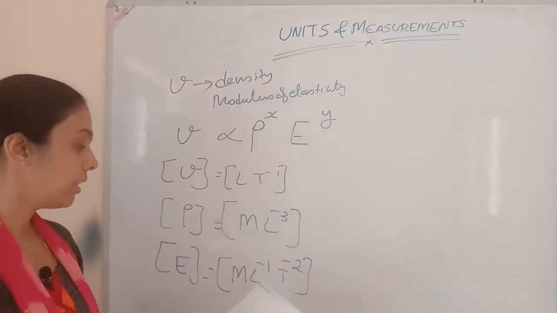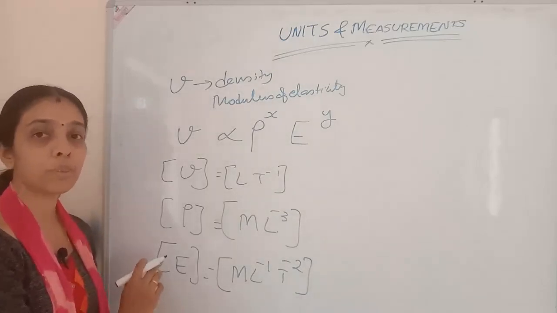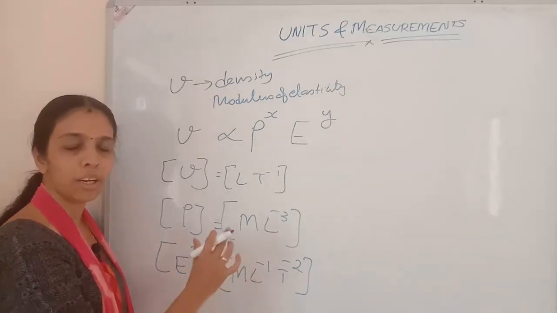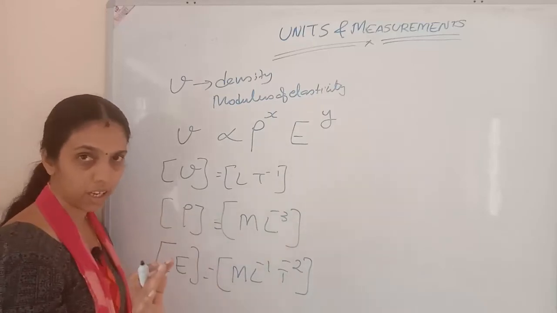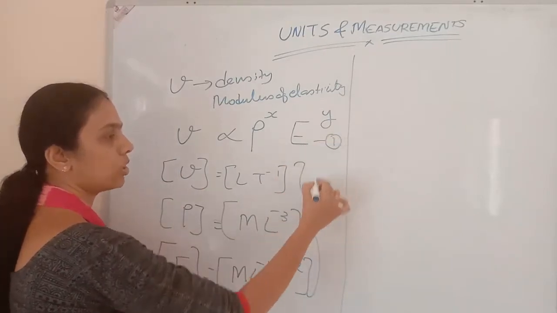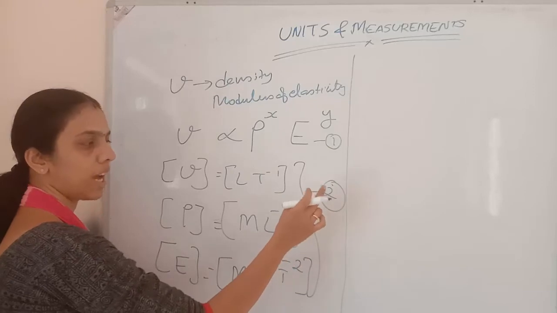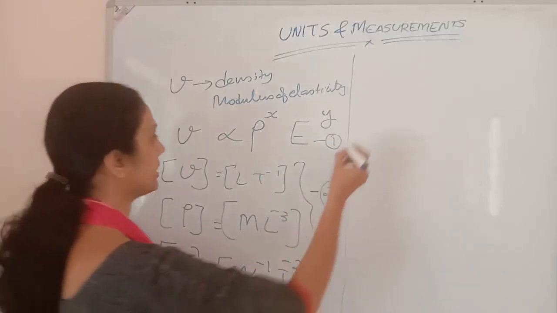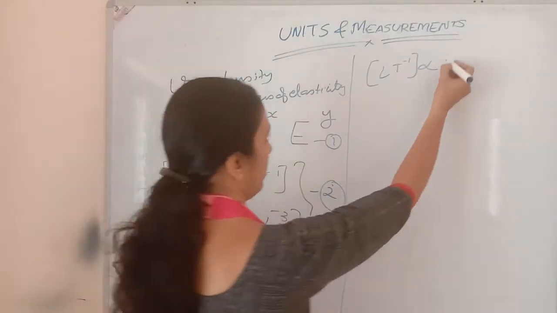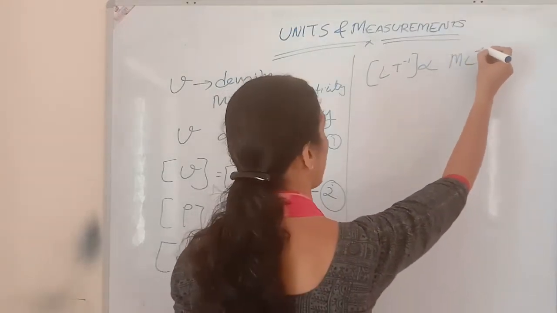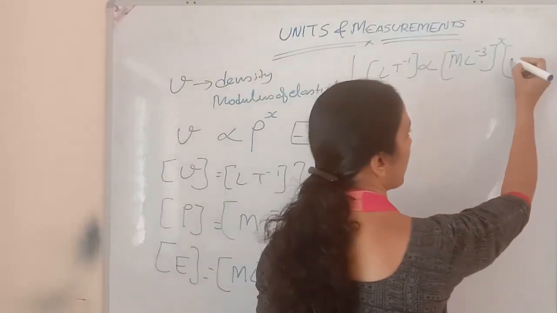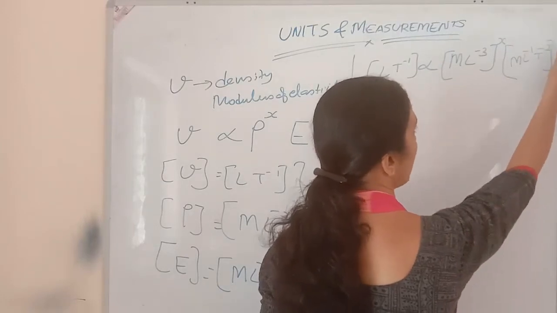Here in your question it is given dimension of modulus of elasticity, but we are not sure every time they will be giving or not. So better understand, modulus of elasticity will be equal to dimension of force by dimension of area. Okay, so here we can substitute all these values over here. So this is equation 1 and this is equation 2. Substituting the values of 2 in equation 1, we will get L T to the power minus 1 proportional to rho. Instead of rho, M L to the power minus 3 to the power x, and dimension of E is M L to the power minus 1 T to the power minus 2 the whole power y.